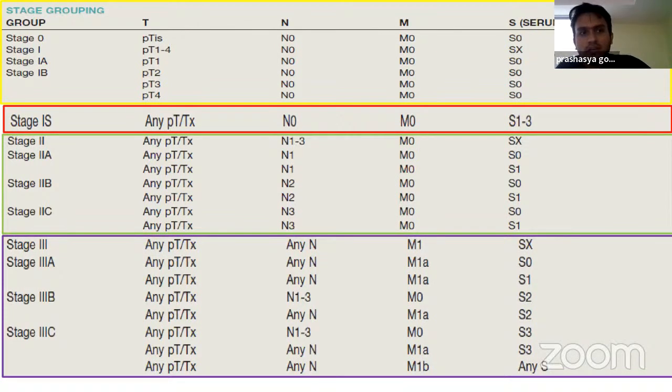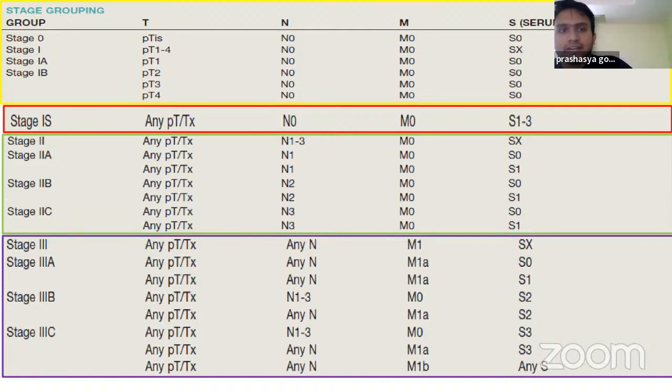This is the stage grouping for CA testis. Stage 1 is defined by no nodal disease. Stage 1S is a separate category. There is no nodal disease, and there can be any pathological tumor stage, but the serum tumor markers are raised, from S1 to S3. However, there is no nodal disease and there is no metastasis.